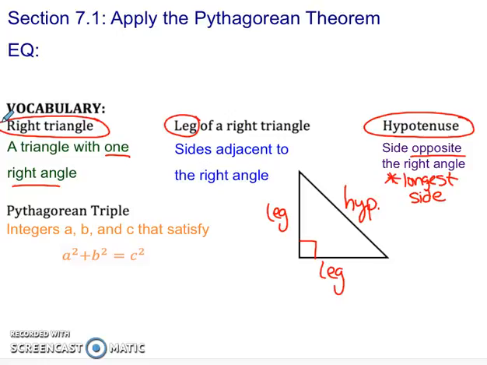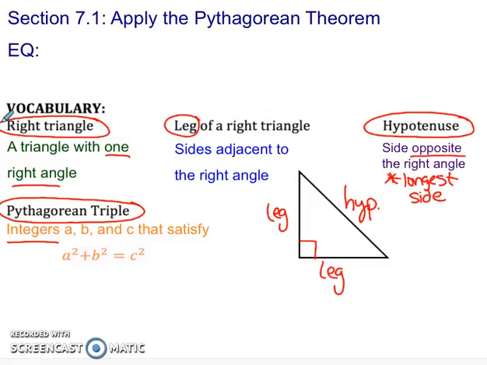And then we have something called the Pythagorean triple. A Pythagorean triple is three integers, so integers meaning 1, 2, 3, or -1, -2, -3, that satisfy the equation a squared plus b squared equals c squared. Now, Pythagorean triples, though, will always be positive because we will not be having any negative side lengths.